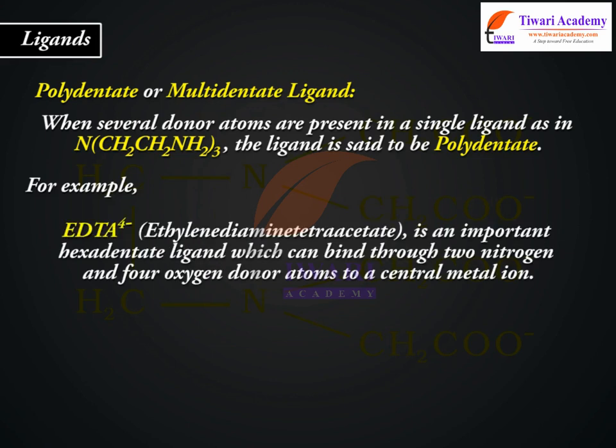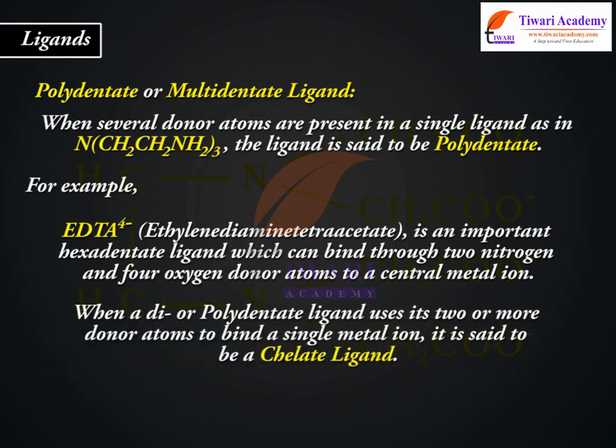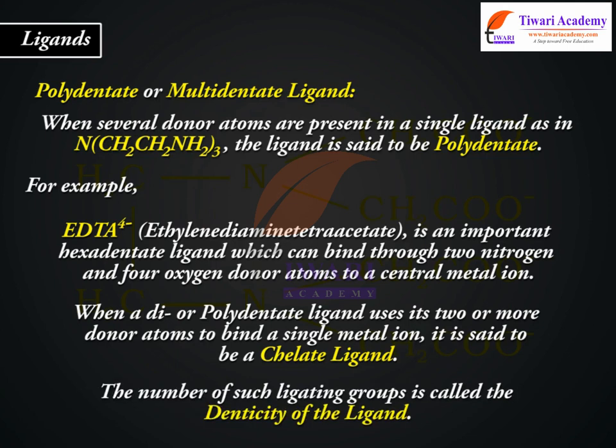For example, EDTA4-, ethylenediaminetetraacetate, is an important hexadentate ligand, which can bind through 2 nitrogen and 4 oxygen donor atoms to a central metal ion. When a di or polydentate ligand uses its 2 or more donor atoms to bind a single metal ion, it is said to be a chelate ligand. The number of such ligating groups is called the denticity of the ligand.